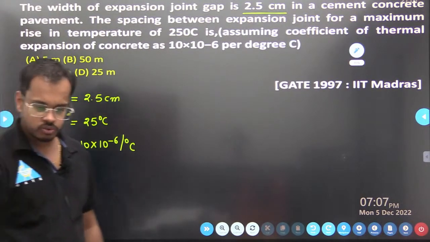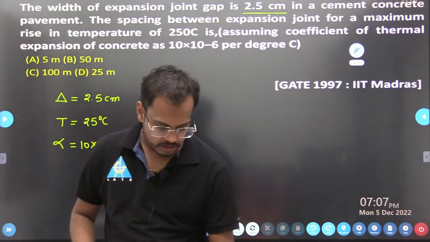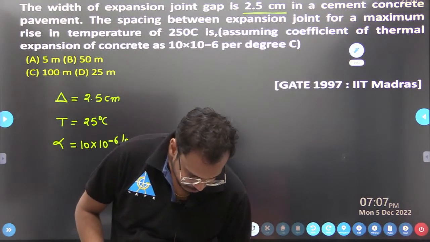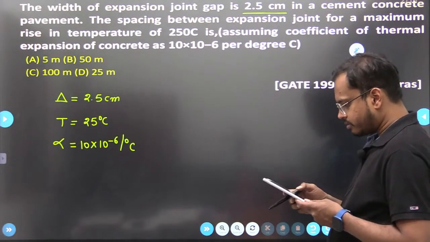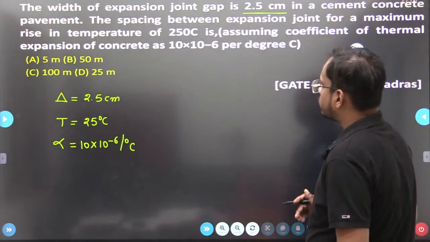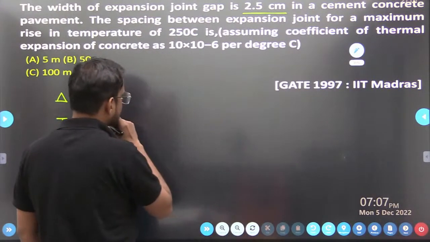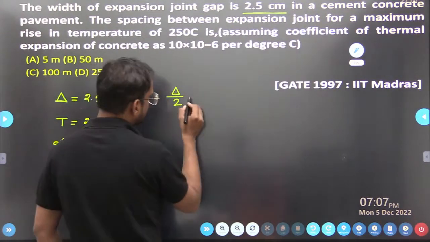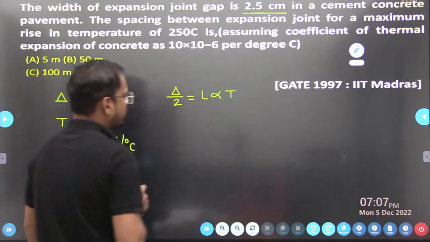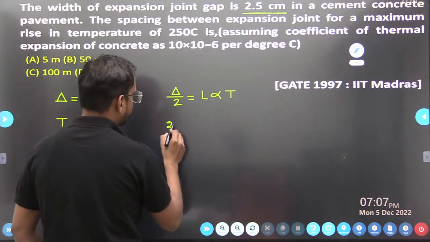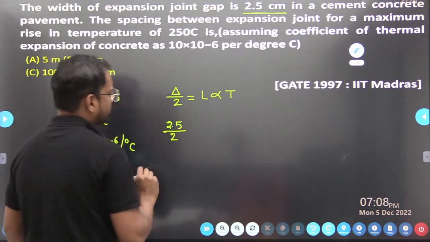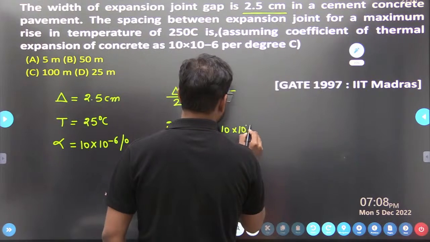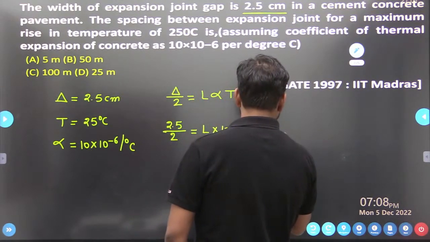Now see here. If I am interested to calculate the spacing between expansion joints, we already know that a gap of delta by 2 is always maintained after expansion. So delta by 2 is equal to L alpha T. My dear friend, delta is already given, 2.5 centimeter. So 2.5 centimeter divided by 2 is equal to L multiplied by alpha. What is the value of alpha? Alpha is 10 into 10 raised to power minus 6. And what is the change in temperature? The change in temperature is 25 degrees Celsius.